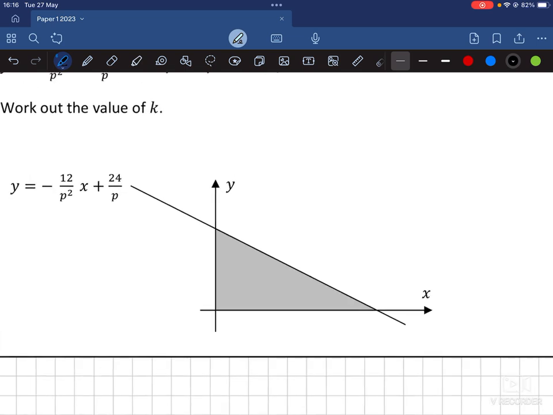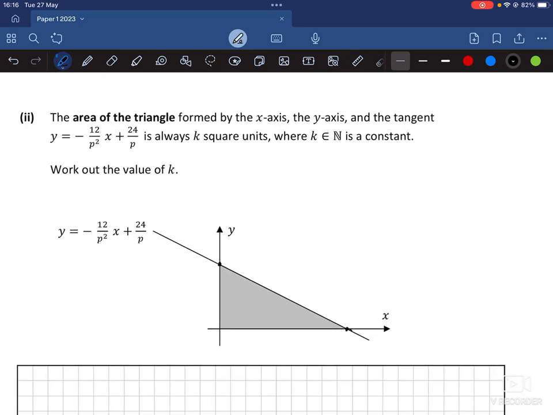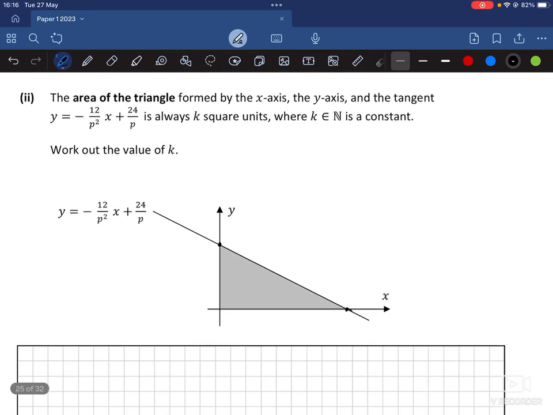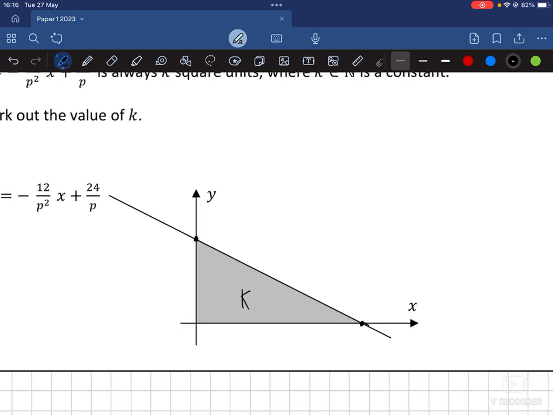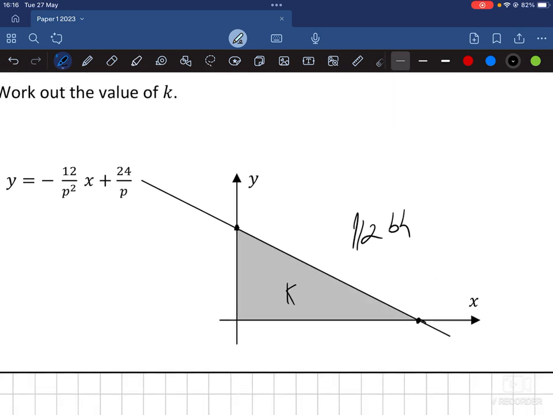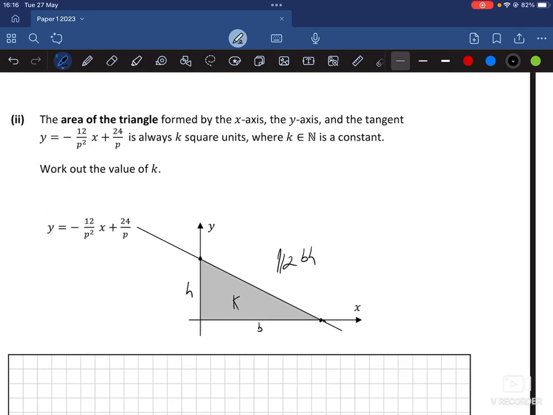Then we're told that the area formed by, so this is the tangent that's drawn here anyway, is always k square units. Interesting. So this area is k. What's the area of a triangle? It's half the base times the height. Let's remember that. And this is the base here, and this is the height here.